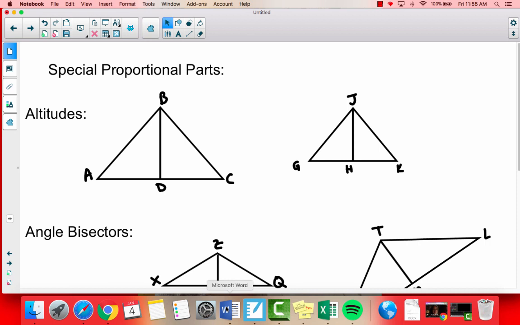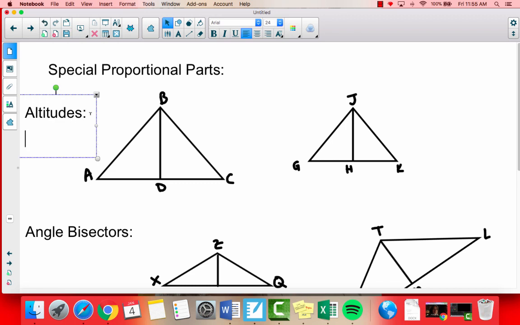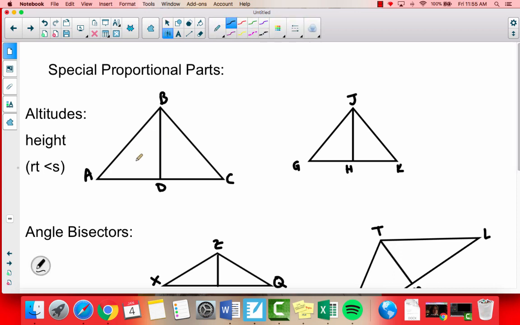The first one we're going to focus on is an altitude. You've seen altitudes before, we just haven't talked about them in a while. Remember, an altitude is another name for height, and they create right angles, so that's important. And so I've drawn those 2 for you already. We've got triangle ABC and triangle JK. These are all going to be considered similar triangles. That's important to remember. And the altitudes are also drawn in here. BD is an altitude and JH is an altitude. They create those right angles.